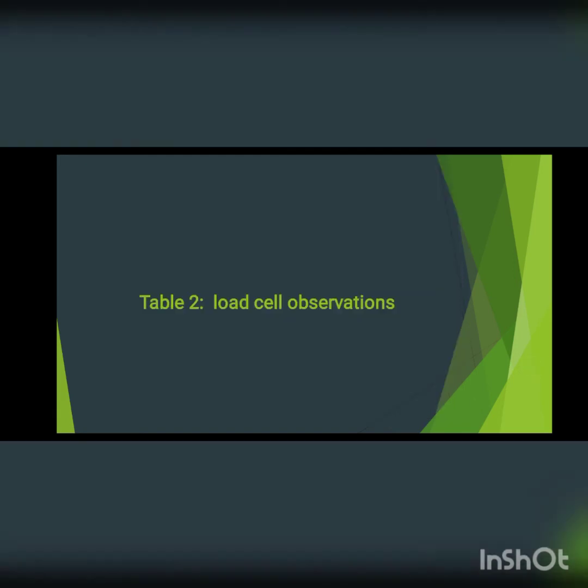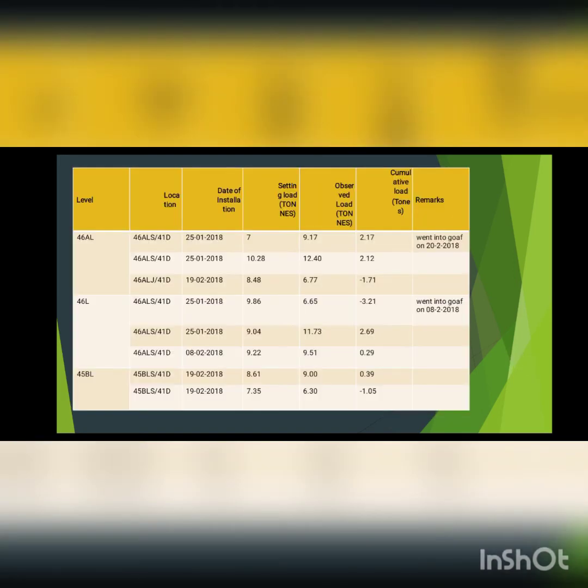Okay, then we have load cell observations. So in these load cell observations, you can have the location of the load cell, the date of installation, setting load, observed load, cumulative load, and remarks. So you can also have a look here. One thing, setting load and observed load, we can have a close look.